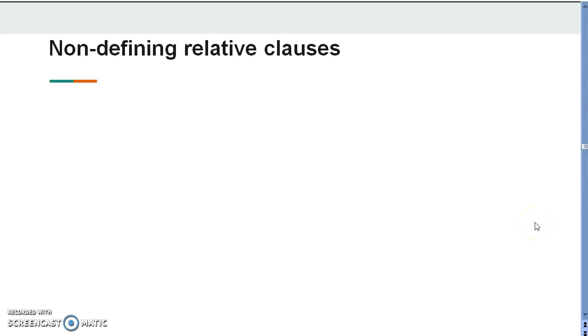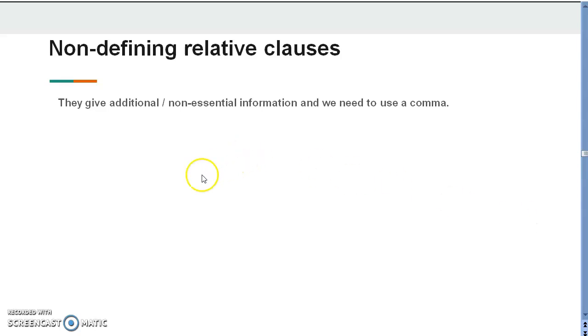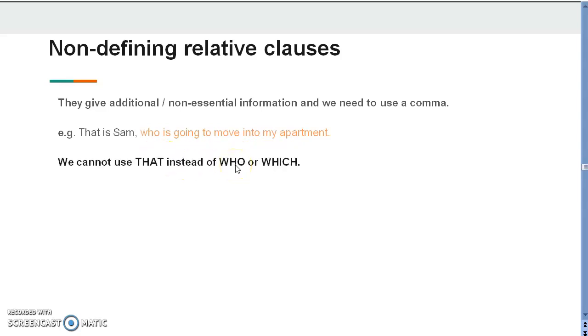So the second part is non-defining relative clauses. What does it mean? With non-defining clauses we give additional or non-essential information. That's why we need to use a comma. Here we have an example. That is Sam, who is going to move into my apartment. Normally we can just say that is Sam, period. But here I'm giving some additional extra information. That's why it's called non-defining.